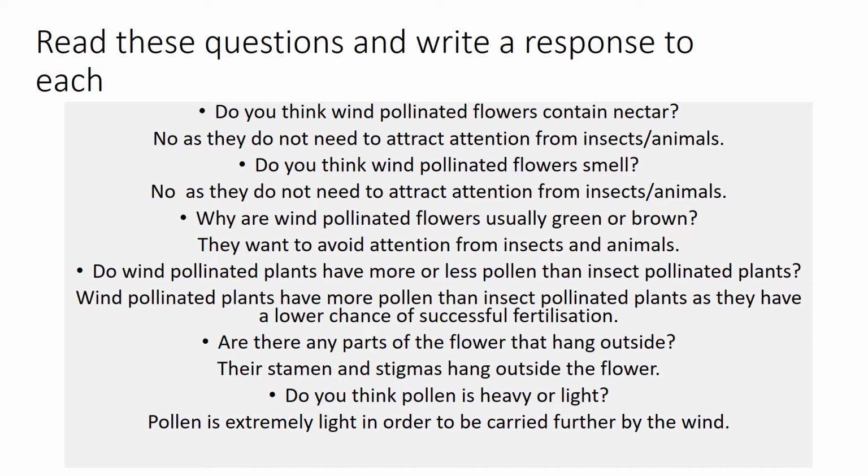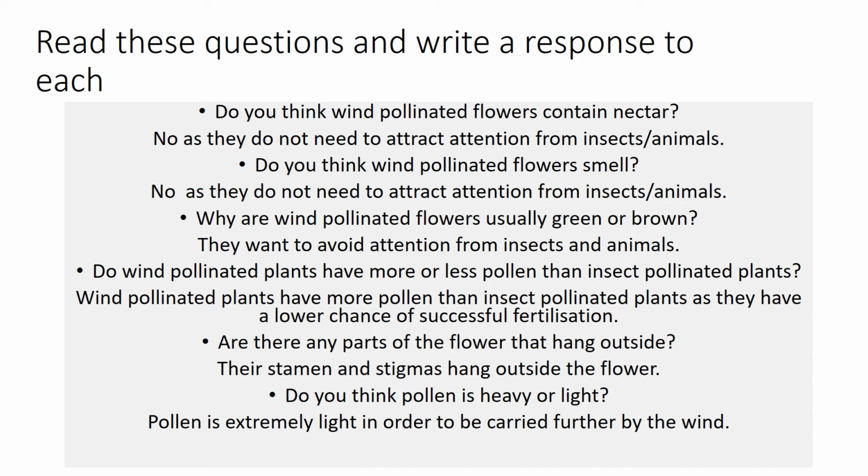Firstly, wind-pollinated flowers don't contain nectar because they don't need to attract attention from insects and animals. They don't have a smell because, again, they don't need to attract attention from insects and animals. And they're usually green or brown because they want to avoid attention from insects and animals. So they don't need to attract insects or animals because they're getting their pollen from plant to plant via the wind. So they have no need for the insects in order to land on them and pass that pollen along. So therefore, they use the wind and have no need for insects to land on them. So they don't have nectar, they don't smell, and they're usually a plain color.